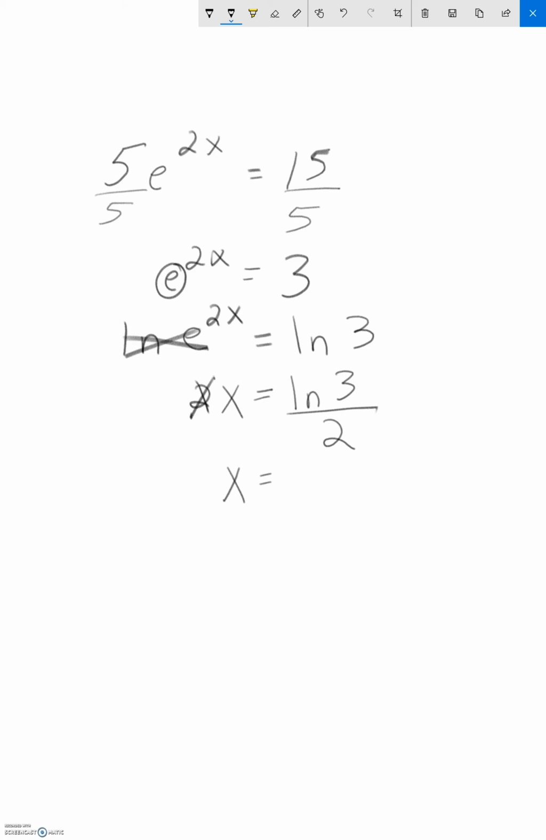Which I guess you could just leave like that. There's no reason why you should have to divide it out. So let's just practice leaving it like that. It doesn't say we need to do anything else. Natural log of 3 over 2.